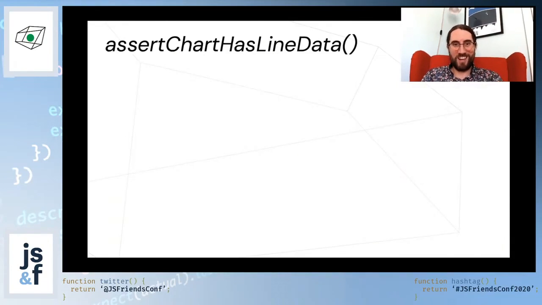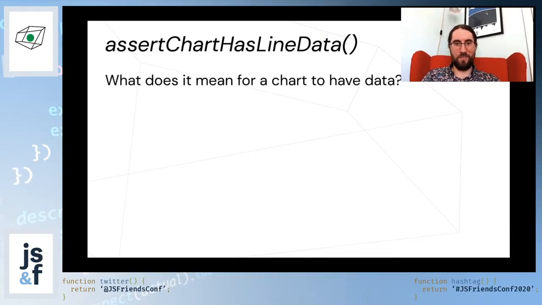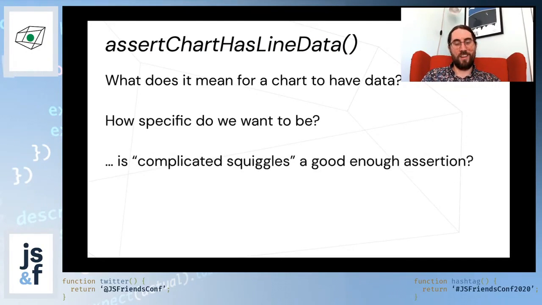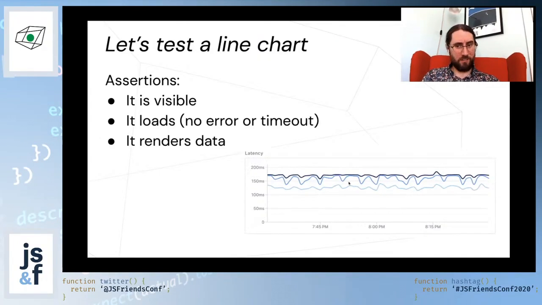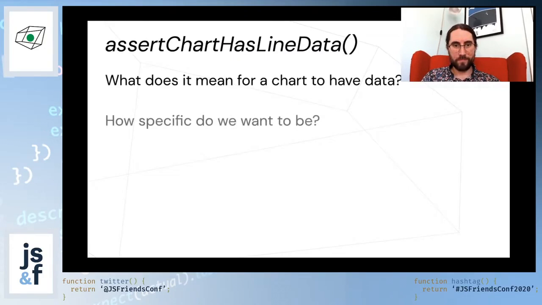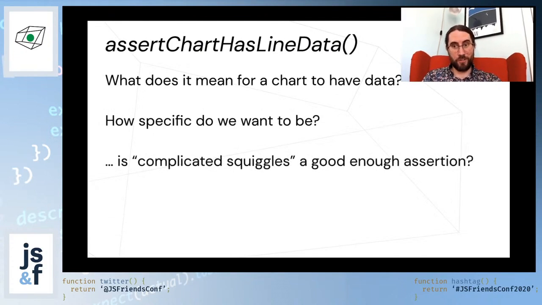So what does that function actually do? Seems like a lot of magic, it's a little bit too short. So what does it mean for a chart to have data? And how specific do we want to be about that? The test that I'll show you has a complicated squiggles sort of view of what data should look like. And if you look at this, it's basically squiggles. They're pretty uniform. There's a pattern, but there's some squiggles going on. So complicated squiggles are a good enough assertion.